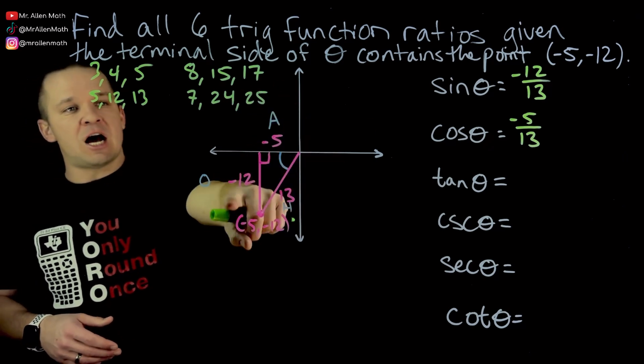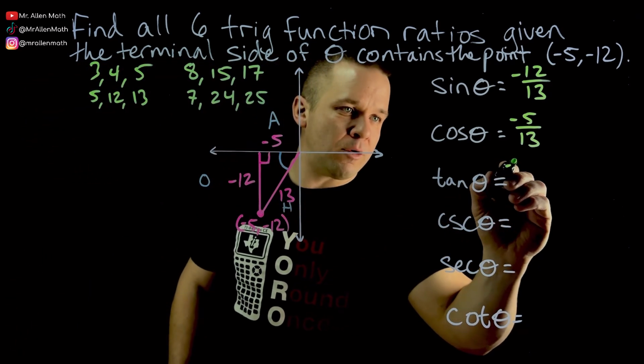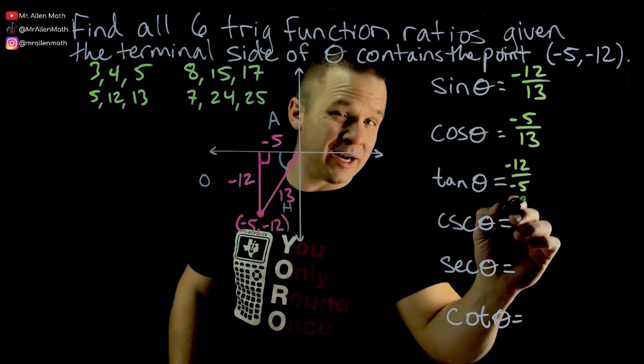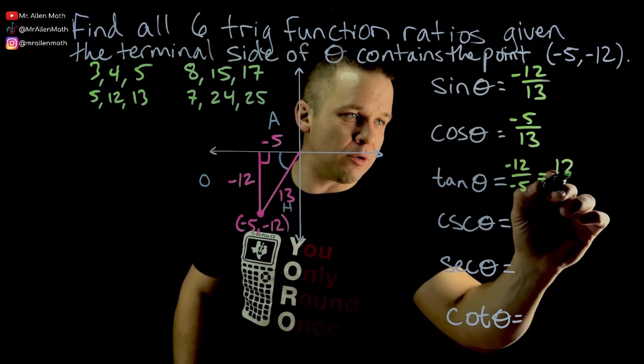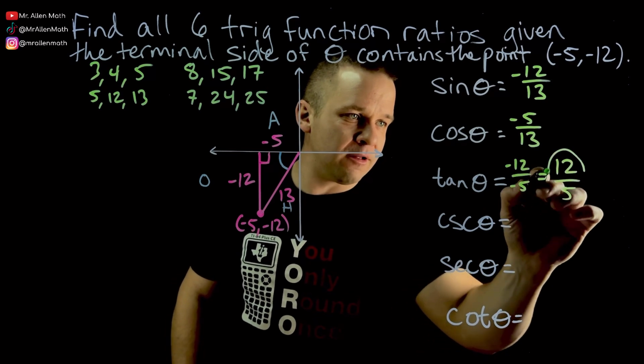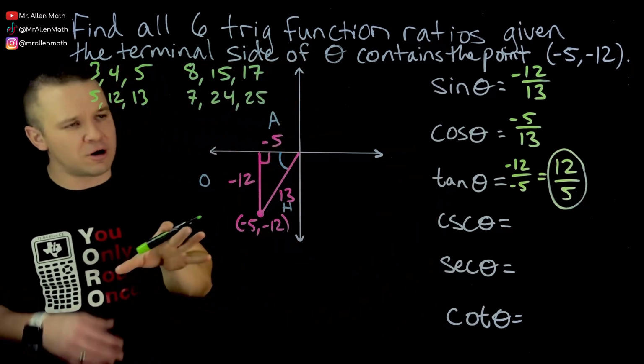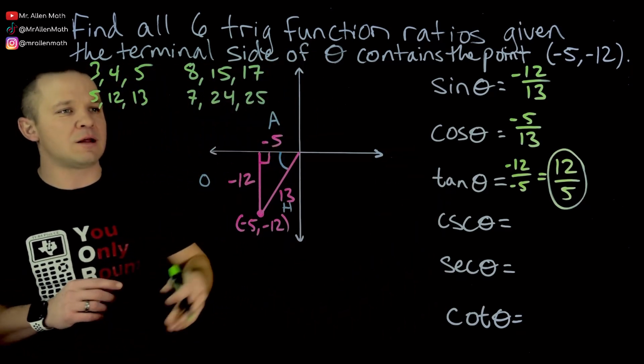Next one, tangent, opposite over adjacent. So -12 over -5. Am I going to leave that? No, it's going to become +12 over 5 for my final answer on that one. So make sure you do those little simplifications if needed.